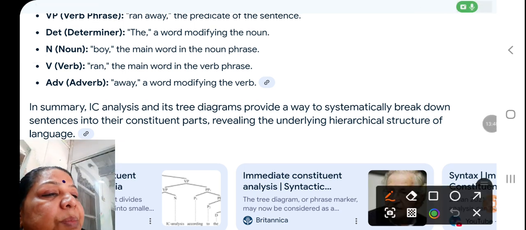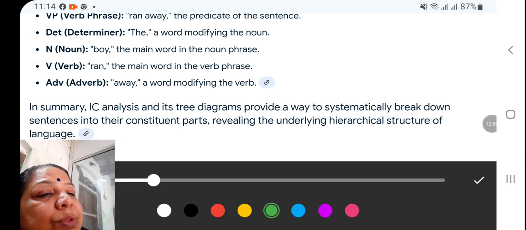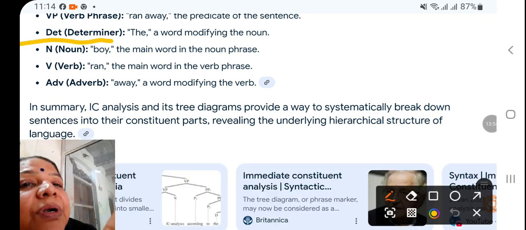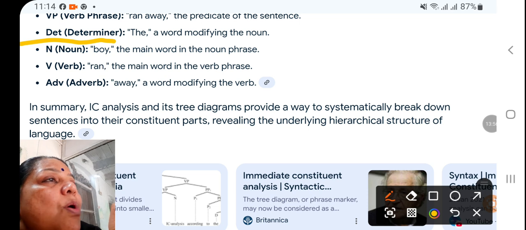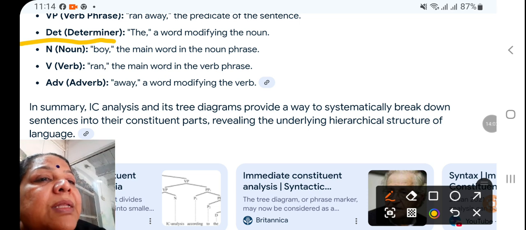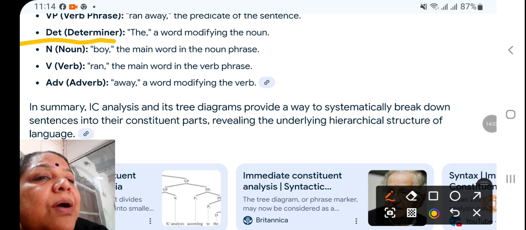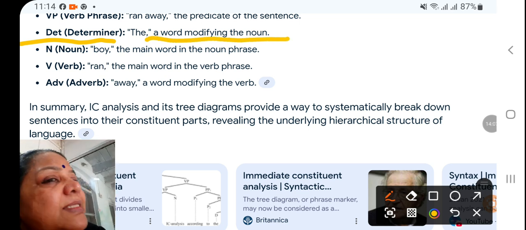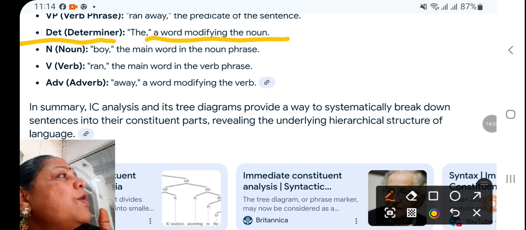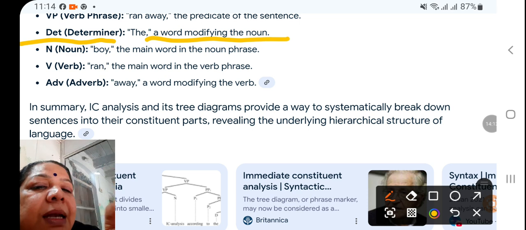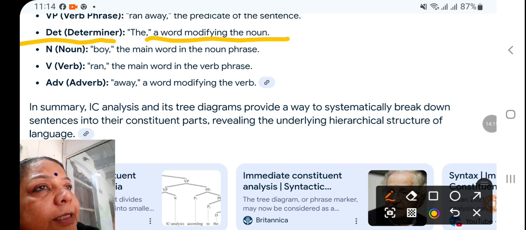What is a determiner? You must have studied it in your school days, I think. A determiner is the word which determines or fixes the position of a noun. It is a word modifying the noun. In other words, you can say that a word which modifies the noun is called a determiner. For example, a, an, and the articles are determiners.